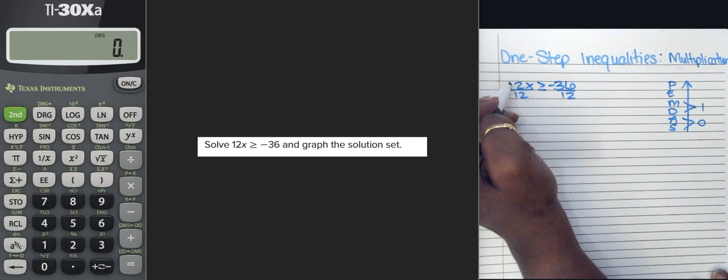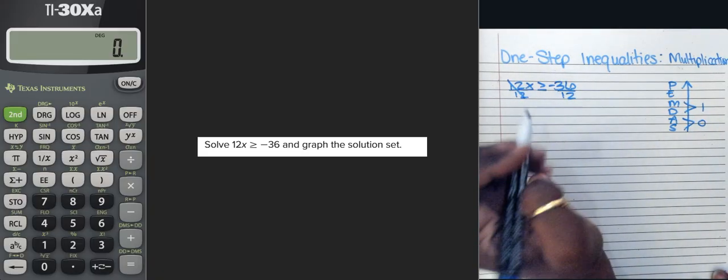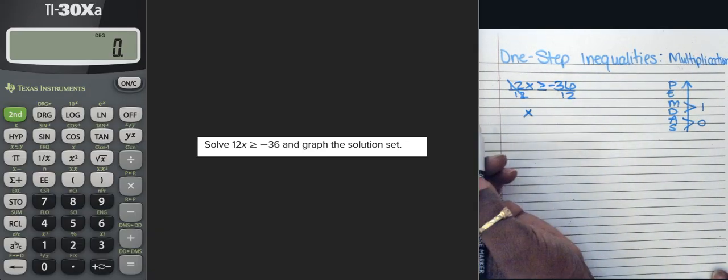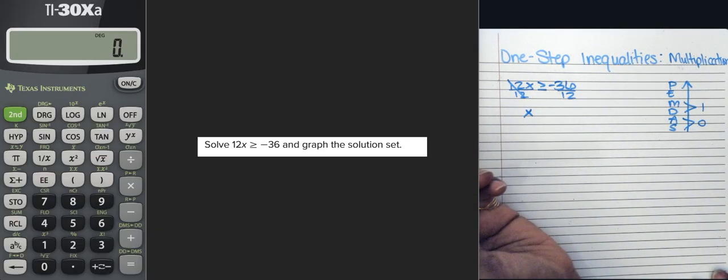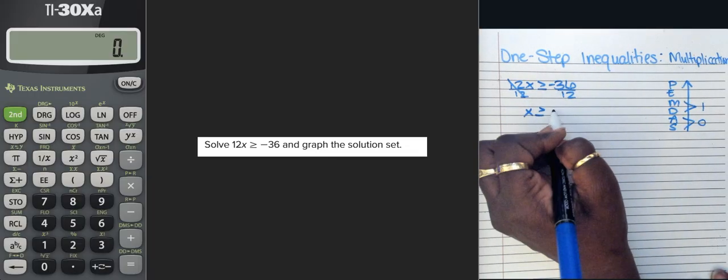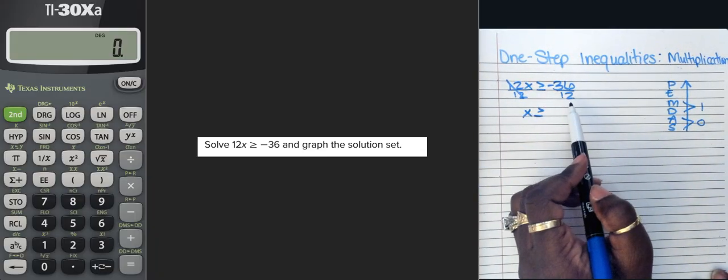When I do that, 12 divided by 12 equals 1. So remember, I just cross it off to let me know that I've addressed it. I'm left with 1x, okay? And remember, we don't need to put the 1 in front because we only see 1x here. So I'm going to bring down my inequality: greater than or equal to negative 36 divided by 12.